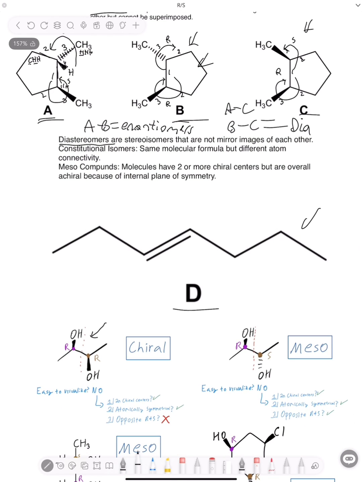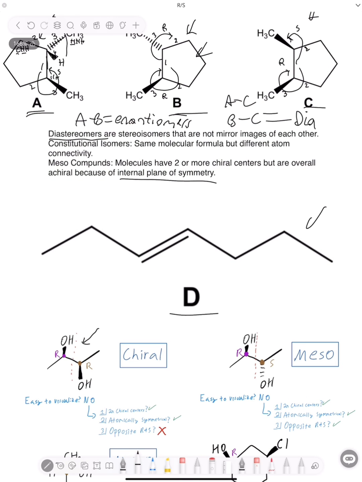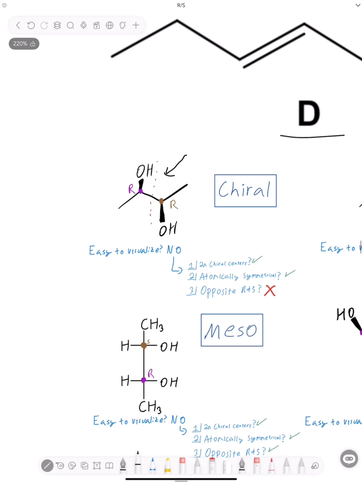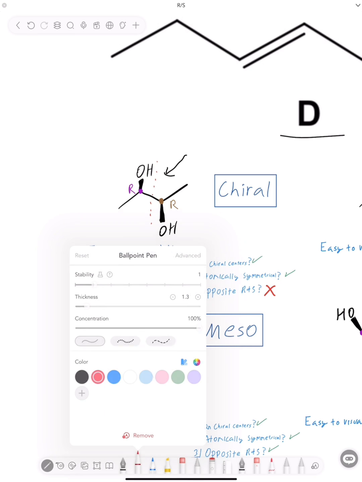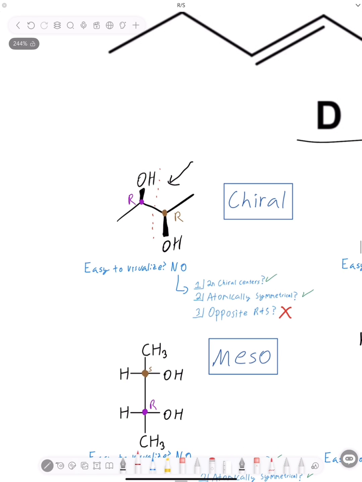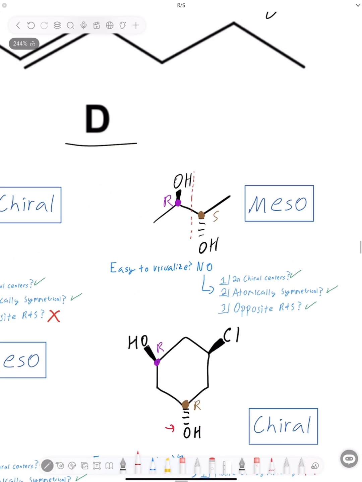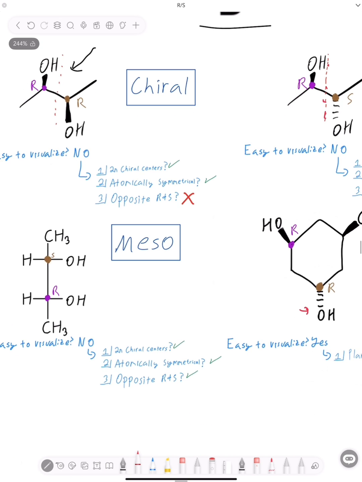And meso compounds are molecules that have 2 or more chiral centers, but are overall achiral because of an internal plane of symmetry. Now, if we look at this molecule right here, there's an internal plane of symmetry already drawn for us. It has 2 chiral centers, but it doesn't have the opposite R and S. So that means this one is chiral. But if you look at this one with an internal plane of symmetry again, this one has the opposite R and S, so it's a meso compound.